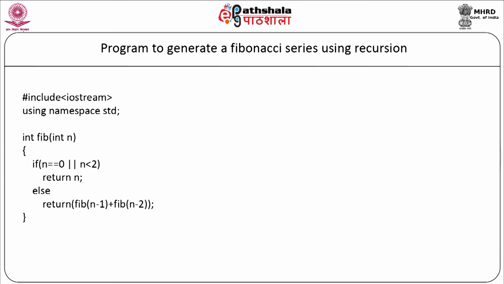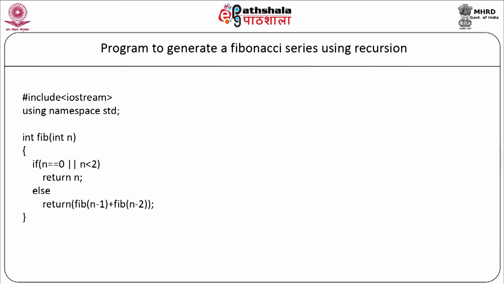So the Fibonacci series is nothing but the addition of the two previous numbers. That is why our return call has come as fib(n - 1) + fib(n - 2). So the previous two numbers are added and that is returned using the function.